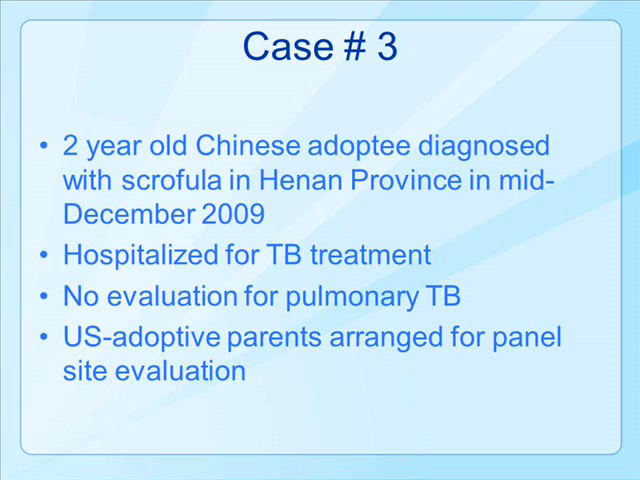So here's an example of a case like this. A 2-year-old Chinese adoptee was diagnosed with scrofula, or TB lymphadenitis, in a certain province in China in mid-December 2009. The patient was hospitalized for TB treatment, but not at a panel site facility, had no evaluation for pulmonary TB in the hospital where she was admitted, and the U.S. adoptive parents then arranged for panel site evaluation.